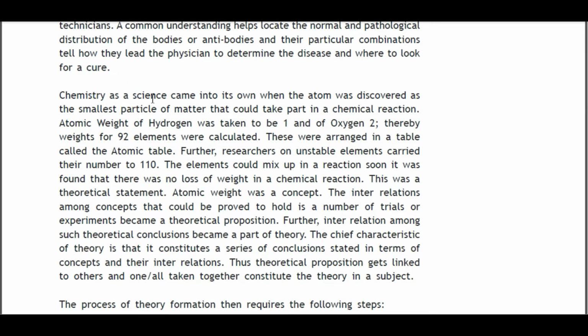Chemistry as a science came into its own when the atom was discovered as the smallest particle of matter that could take part in a chemical reaction. Atomic weight of hydrogen was taken to be 1 and of oxygen 2. Thereby weights of 92 elements were calculated. These were arranged in a table called the atomic table. Further, researchers on unstable elements carried their number to 110.